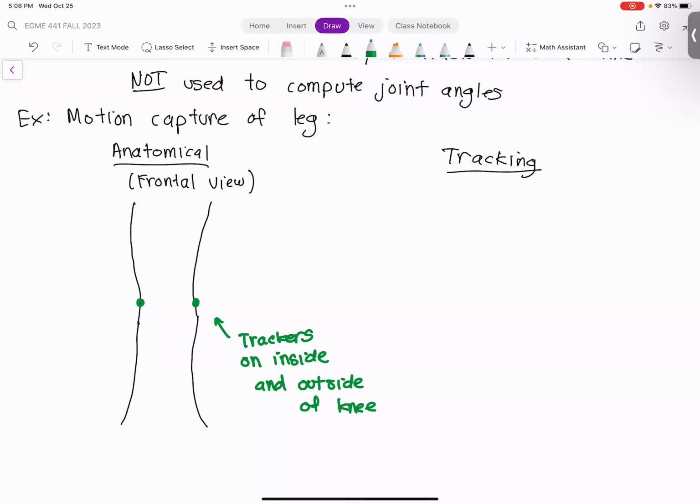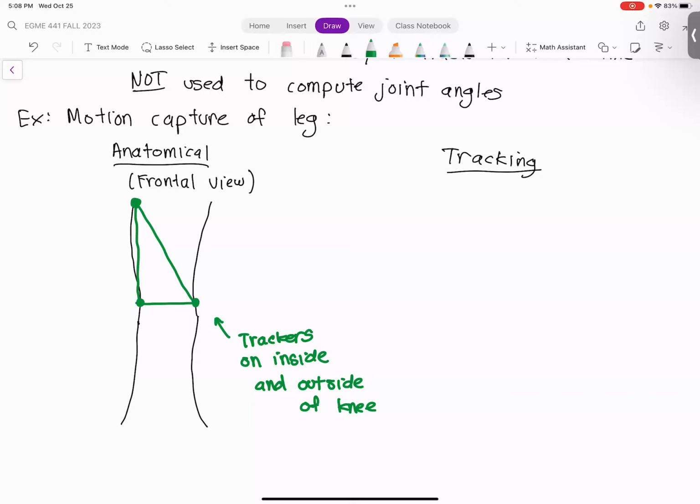And then another good location to track the femur is on your hip, right on the exterior of the hip. And so maybe we have one marker right there. Okay, so that would be the three markers that govern your femur.